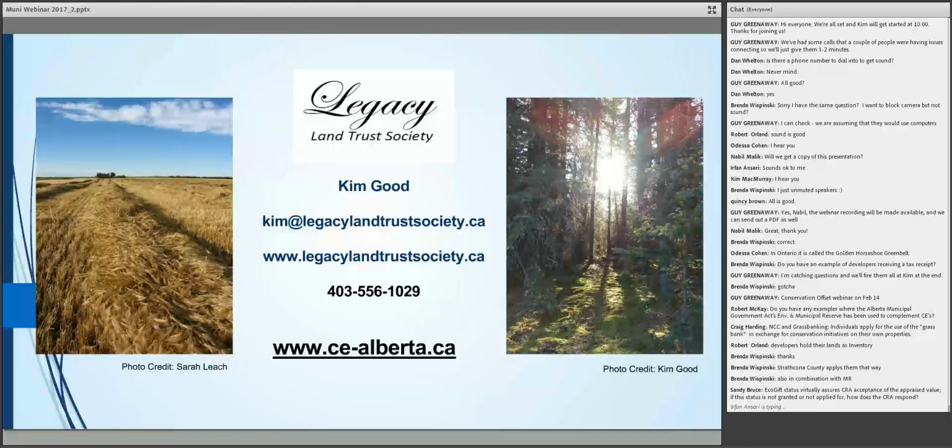Sandy Bruce says, eco-gifts status virtually assures CRA acceptance of the appraised value. If this status is not granted or not applied for, how does the CRA respond? So if you don't go for an eco-gift, Sandy, if you enter into a conservation easement, you just accept a regular tax receipt. CRA may deal with that tax receipt in any manner. One of the main reasons that eco-gifts came into play was for that assurance, because once a conservation easement appraisal is accepted by the eco-gift program, CRA says good, check mark. They won't come back and audit it. They've agreed that because the eco-gift review panel has said this is the value, that's the value.